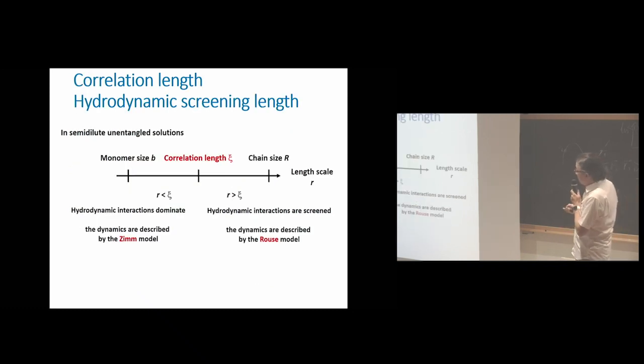Let's go to the semi-dilute solution. As you know, an important length appears: the correlation length xi. It is between the monomer size b and the chain size. In this semi-dilute unentangled solution, at length scales shorter than the correlation length, hydrodynamic interactions dominate the dynamics, so you can describe the dynamics by the Zimm model. However, at length scales longer than the correlation length xi, hydrodynamic interactions are screened, so you can use the Rouse model to describe the dynamics. This is the simplest picture, and we need to be careful to use the Zimm model or the Rouse model to describe the different dynamics of the system.